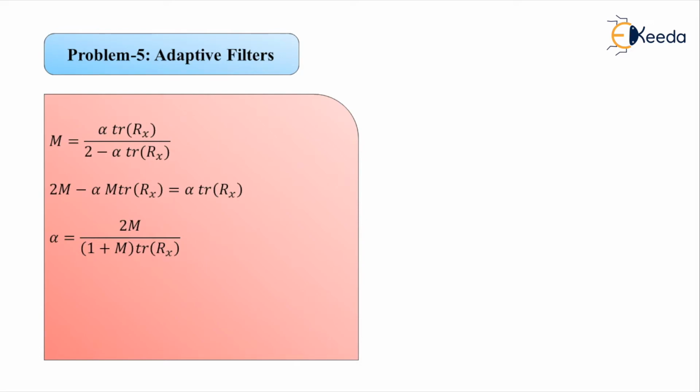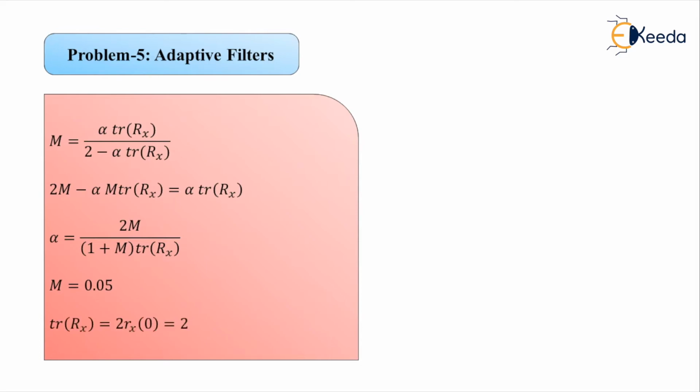Now in the given problem statement we have the value of misadjustment capital M equal to 0.05, and we know the trace of the autocorrelation matrix capital Rx will be equal to 2 times Rx of 0.